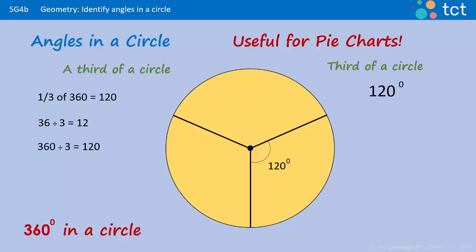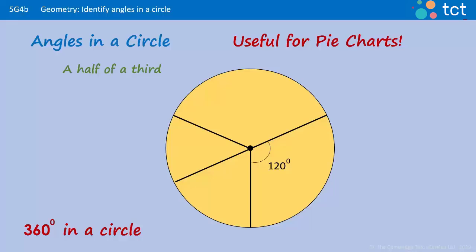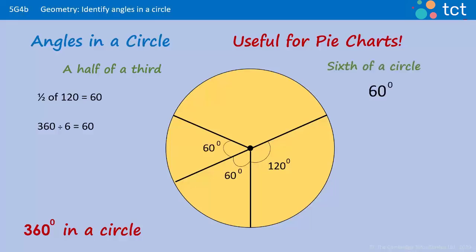And again, we can cut that in half. Half of 120 is 60. 360 divided by 6 is 60. Useful to remember here that 36 divided by 6 is 6. When we halve 1/3 of a circle, that's 60 degrees for each 1/6 of a circle.